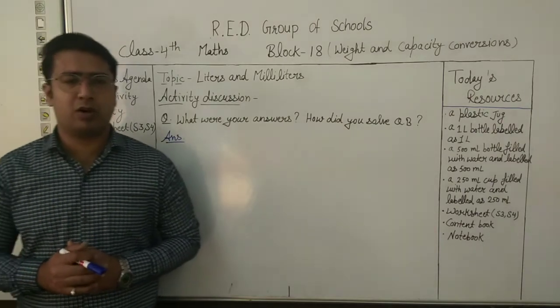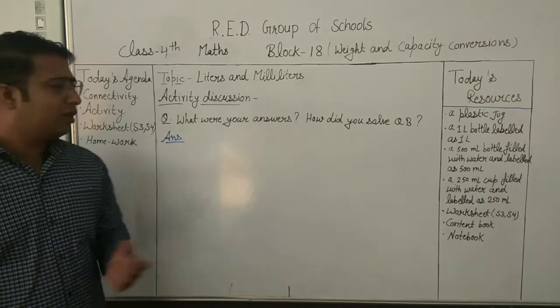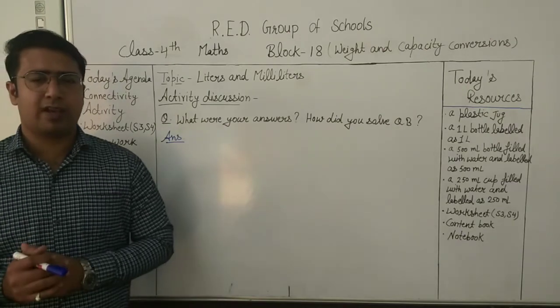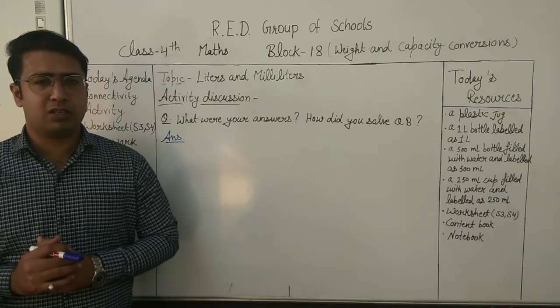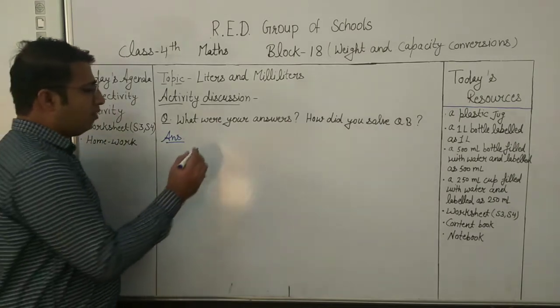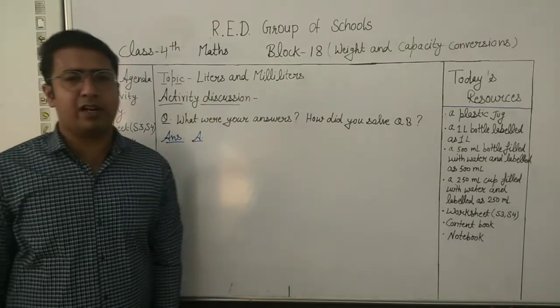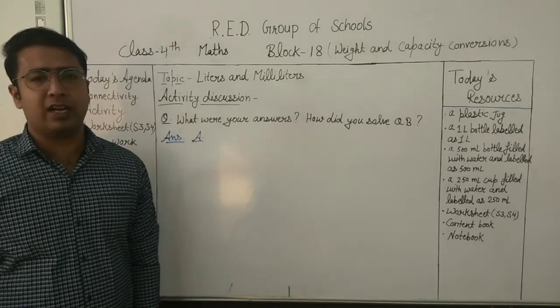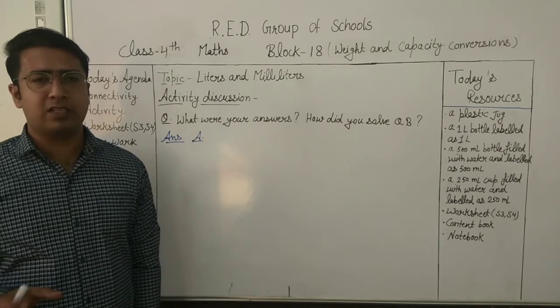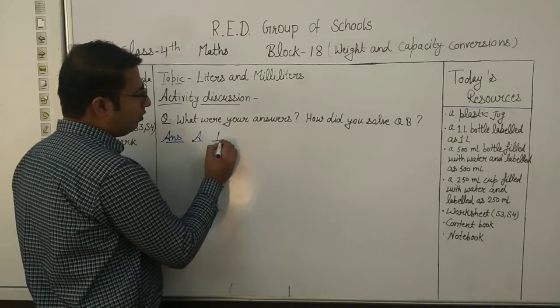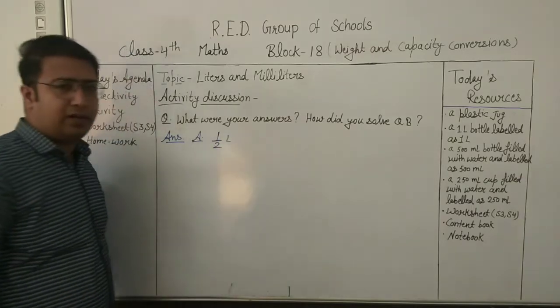I hope you have told your answer to your parents, so I am discussing my answers. First of all, the question is: what were your answers? There were 3 questions. The first was for the 500 milliliter. When you pour the 500 milliliter into the 1 liter, you will get that it is 1 by 2, which means 2 equal parts of the 1 liter, so it is 1 by 2 liter.